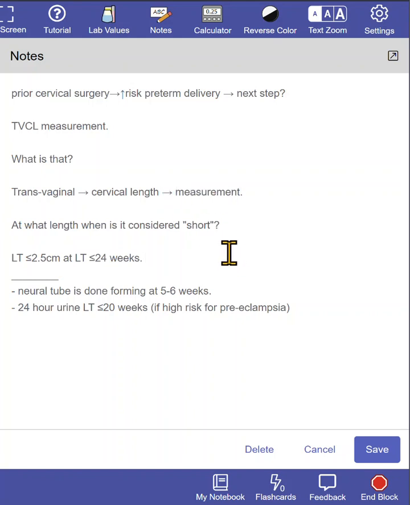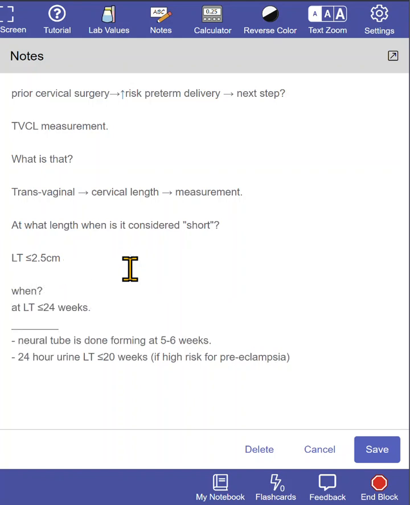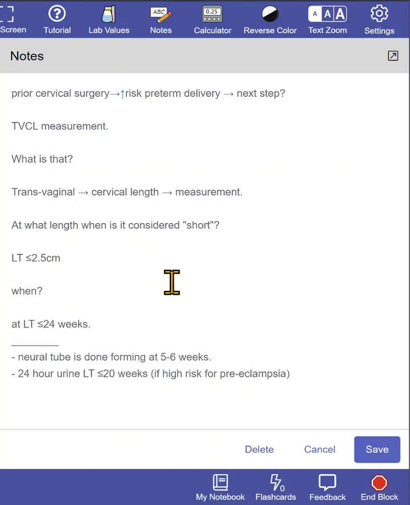What length is considered short? If it's less than 2.5 centimeters, it's considered short, and less than 24 weeks. So if you're less than 24 weeks and your cervical length is less than 2.5 centimeters, then you might be at risk for a preterm delivery.